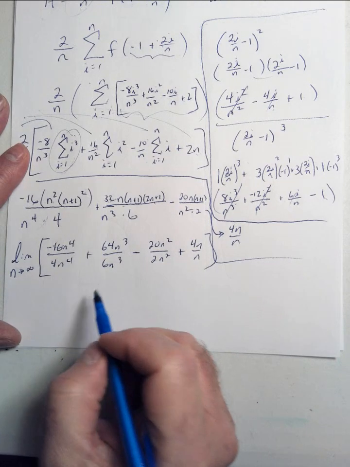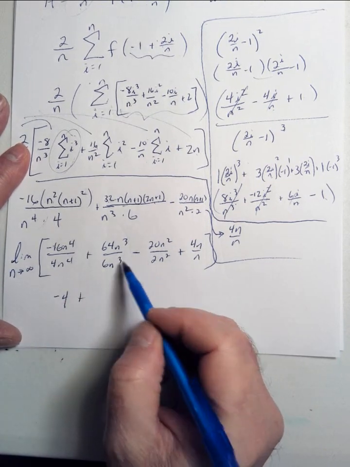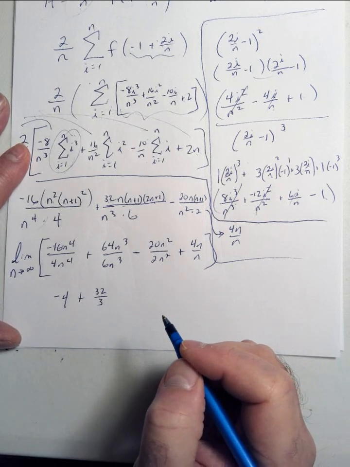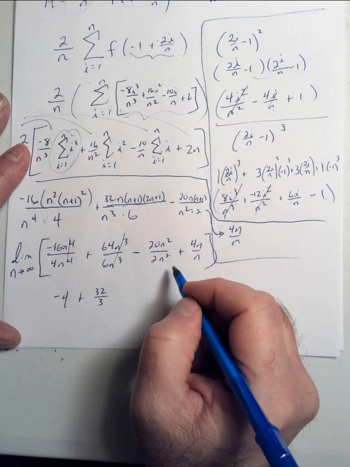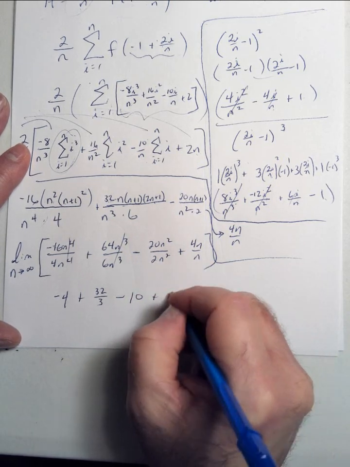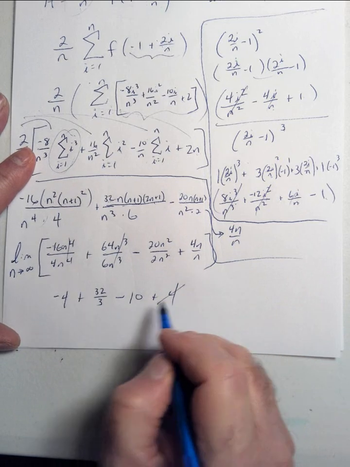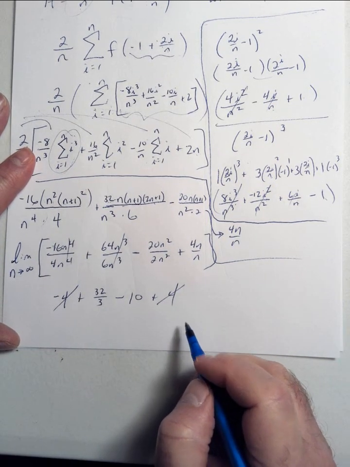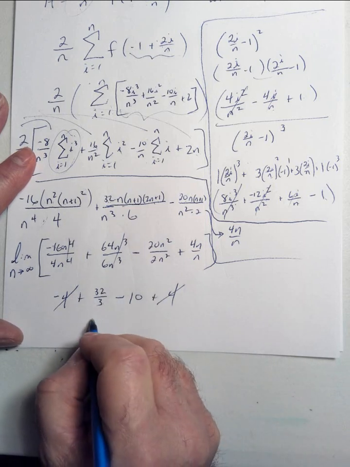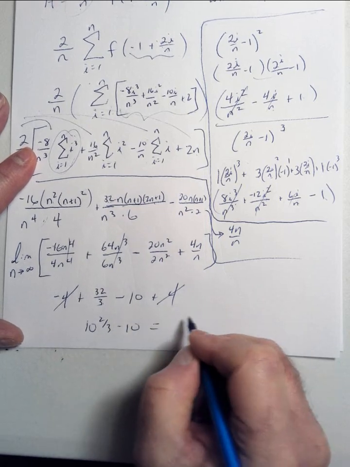So we have negative 4 plus 32 over 3. All right. As we apply the limit at infinity, minus 10 plus 4. So that is gone. So this 32 thirds is really 10 and 2 thirds minus 10.